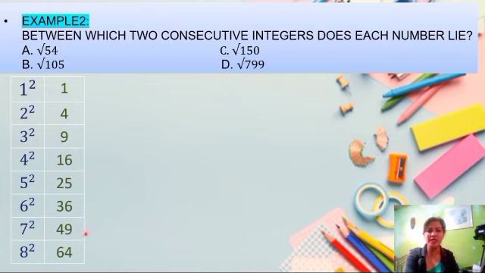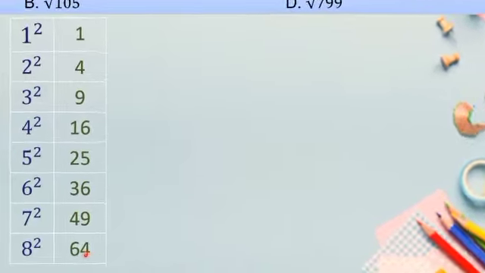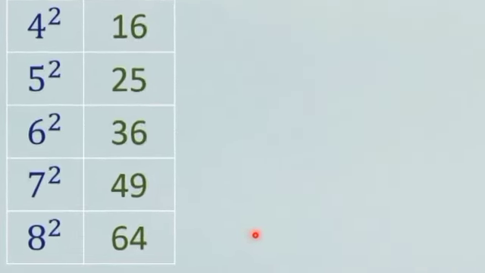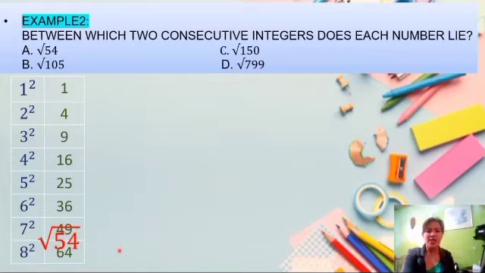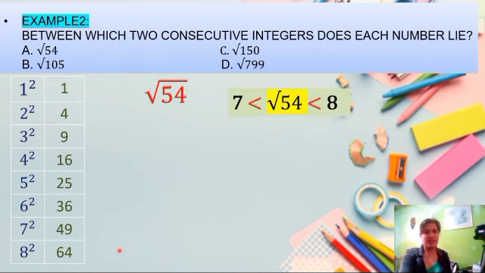Where can we find 54? As you can see, this is 49 and this is 64. So square root of 54 is between 7 and 8. You see, 54 is here. So the integers are 7 and 8. Square root of 54 is between 7 and 8.